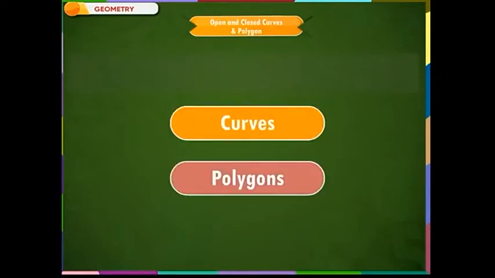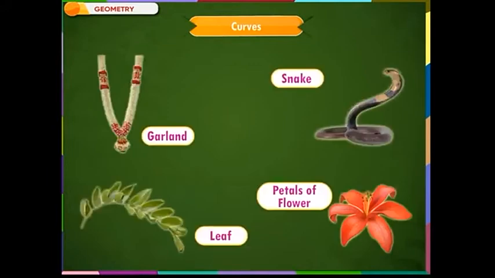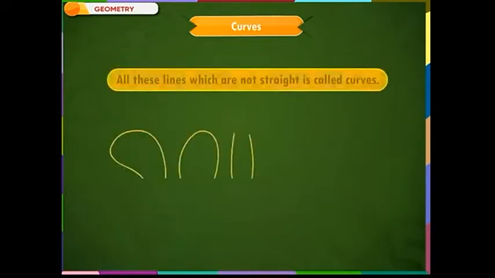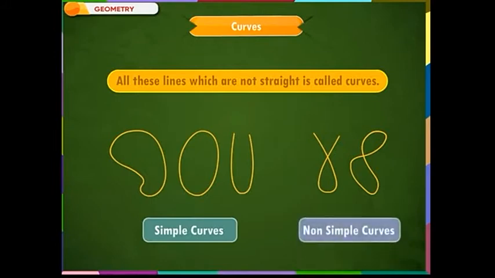Curves. We normally come across certain lines which are not straight in our life. For example, a garland, a snake, a leaf or petals of a flower. All these lines which are not straight are called curves. If a curve does not cross itself, then it is called a simple curve. These curves are simple curves. And the curves that cross itself are called non-simple curves.